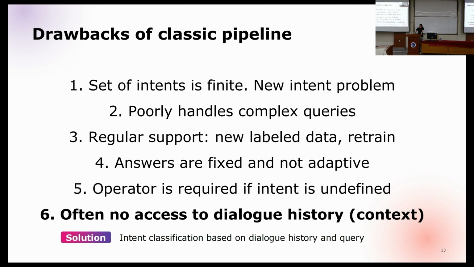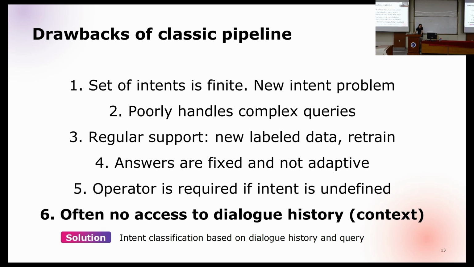And the final drawback is context. By context, I mean dialogue history. In practice, there is often no access to dialogue history. So the classifier works only based on the last message from the client. And it's easy to understand that that is not a good strategy. Some clients may split their messages into several short parts. For example, I like to do so. And our intent classifier fails in those cases. So the solution seems obvious. Okay, let's do intent classification based on dialogue history and the query.